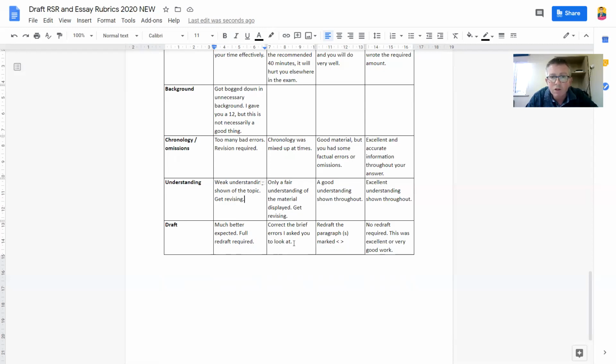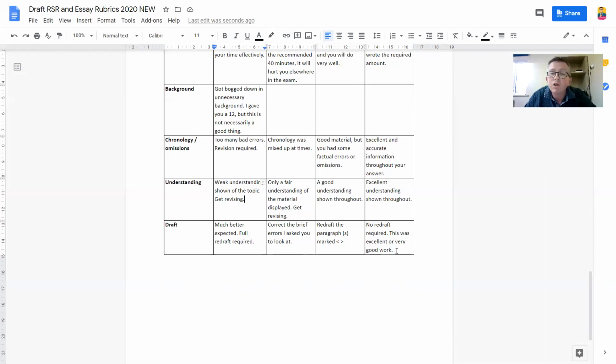The C comment, correct the brief errors I asked you to look at. Right, so maybe during the course of an essay, I would have written little questions for the student to correct, and again, just to improve their understanding. There's no point in leaving an error there without them fixing it. Again, this would be more detailed: redraft the paragraph or paragraphs marked in brackets, okay? So they might get 1 or 2 of those to redo. A lot of the time, I'd say to them, maybe just finish the essay, add the 2 paragraphs you need to write to finish this essay.